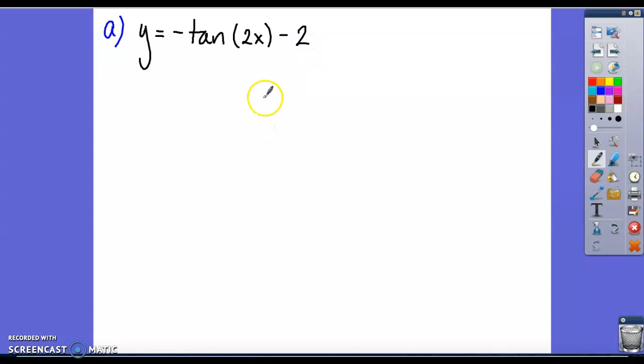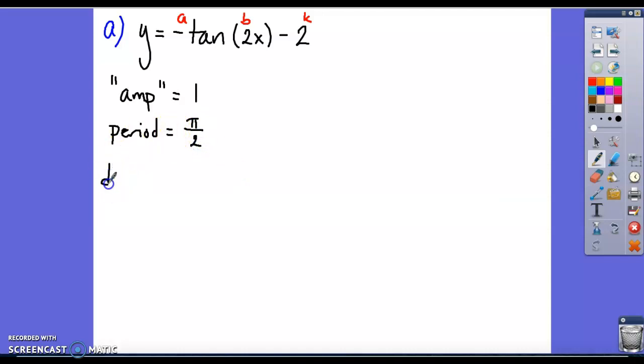minus 2. Okay, so I've got A here, I've got B, right? I don't have an H, but now I have a K. All right, so again, my amplitude, in quotations because it's not really an amplitude, is 1. Okay, my period is pi over b, so it's pi over 2.